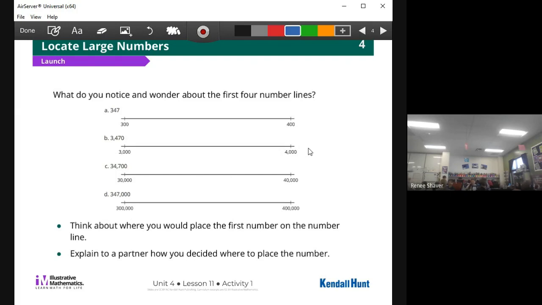So we're looking at A. I want you to stop and think. Where would you put 347? Don't write it yet. Now turn and talk to somebody at your table and explain how you decided where you want to put it.